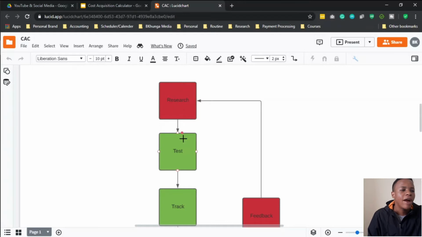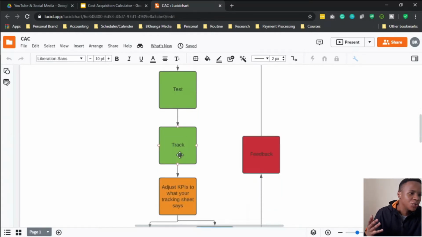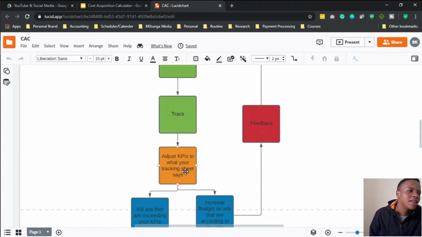And then after that, you go ahead and test what you've optimized or researched and see if it's even profitable. While testing, you need to ensure that you're tracking all the results to ensure that you get an accurate KPI to use. And when I say adjust KPIs, by KPIs I mean, in this sort of situation, your KPI would be the actual customer acquisition cost. And now I'll go more in detail about calculating your customer acquisition cost.